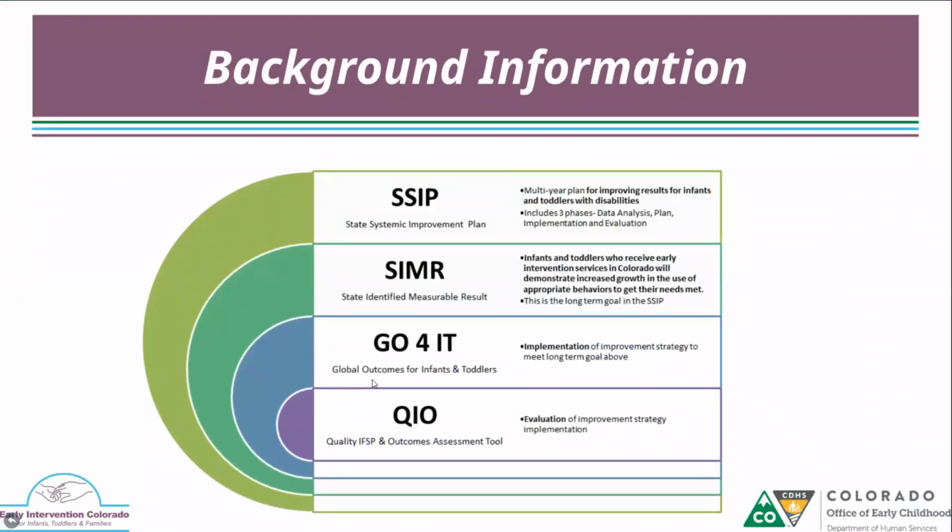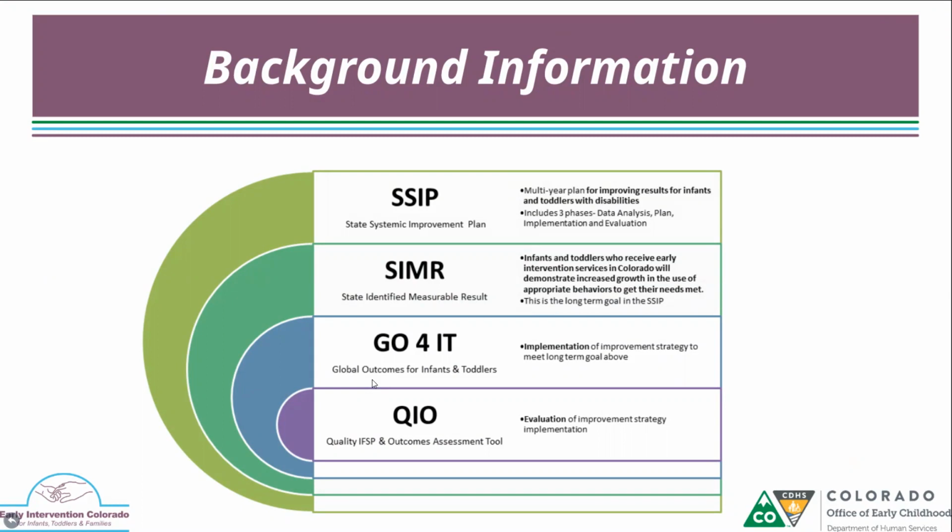So we'll start with the background information. Where did the QIO come from and why are we doing it? This picture shows how things fit inside of each other, with the outermost circle being our SIP, which is our State Systemic Improvement Plan. And that is our multi-year plan for improving results for infants and toddlers with disabilities. And it includes 3 phases: data analysis, the plan, and then implementation and evaluation, which is where we're at now.